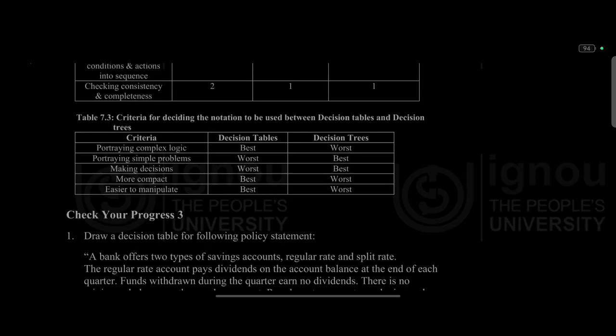Criteria: portraying complex logic, best for decision trees, worst for decision tables; portraying simple problems, worst, best; making decisions, worst, best; more compact, best, worst; easier to manipulate, best, worse.